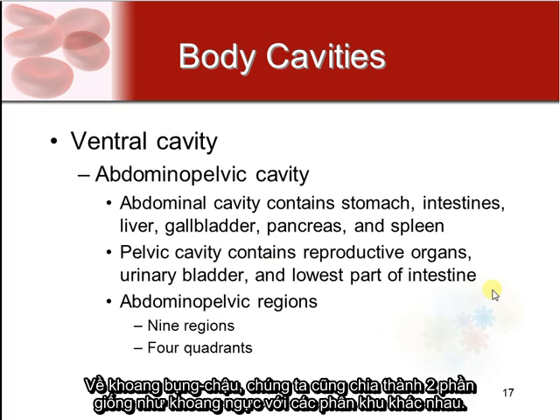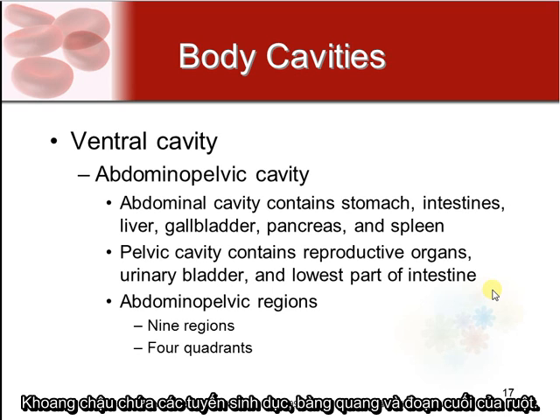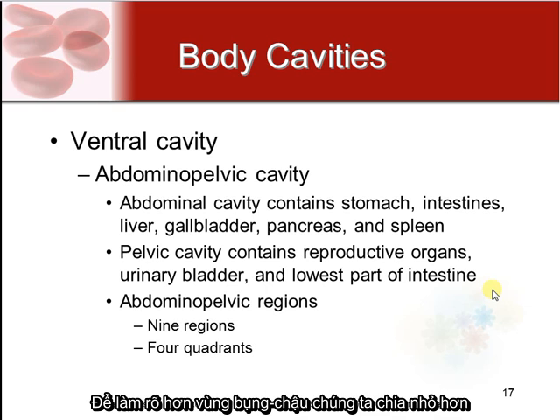Now to elaborate on your abdominopelvic cavity. This contains, like we said, two separate sections, just like your thoracic cavity contained multiple sections. There's your abdominal cavity, and that contains your stomach and some other GI organs like intestines, liver, gallbladder, pancreas, and your spleen. And then you have your pelvic cavity that contains reproductive organs and your urinary bladder and just the lowest part of your intestines.